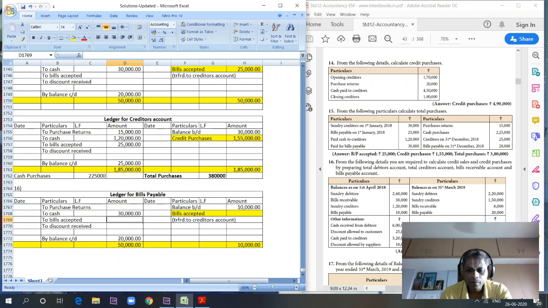That's it. We don't have any other item affecting bills payable. So the net amount is equal to fresh bills accepted, which is 50,000 minus 10,000. Fresh bills accepted is 40,000.